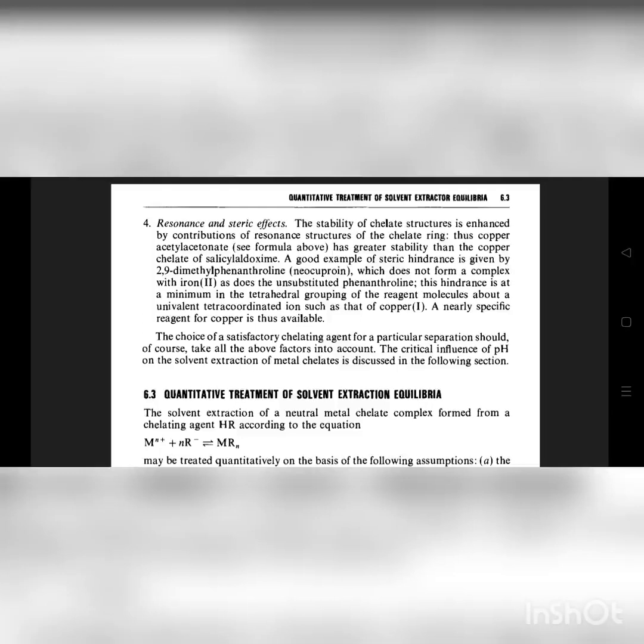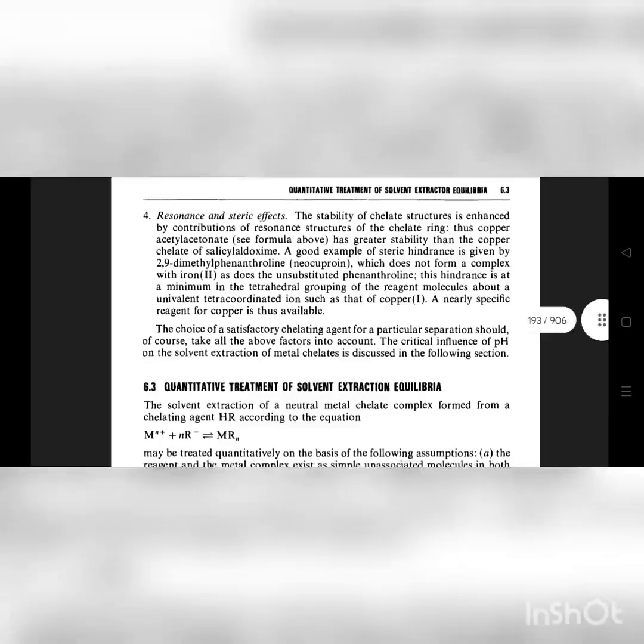The choice of a satisfactory chelating agent for a particular separation should, of course, take all the above factors into account. The critical influence of pH on the solvent extraction of metal chelates is discussed in the following section. Quantitative treatment of solvent extraction equilibria. The solvent extraction of a neutral metal chelate complex formed from a chelating agent HR according to the equation M^n+ + nR^- ⇌ MR_n may be treated quantitatively on the basis of the following assumptions.